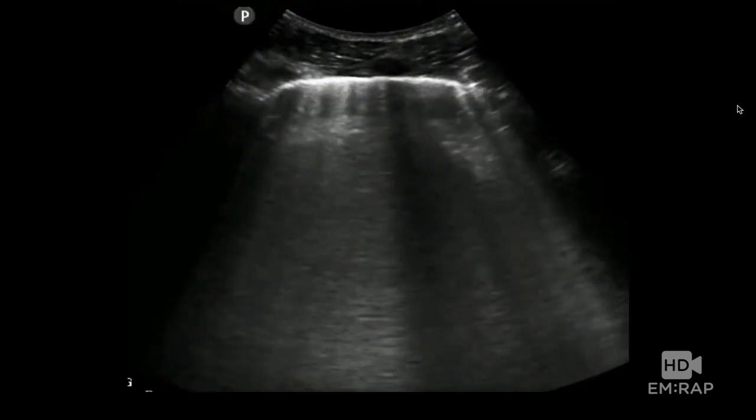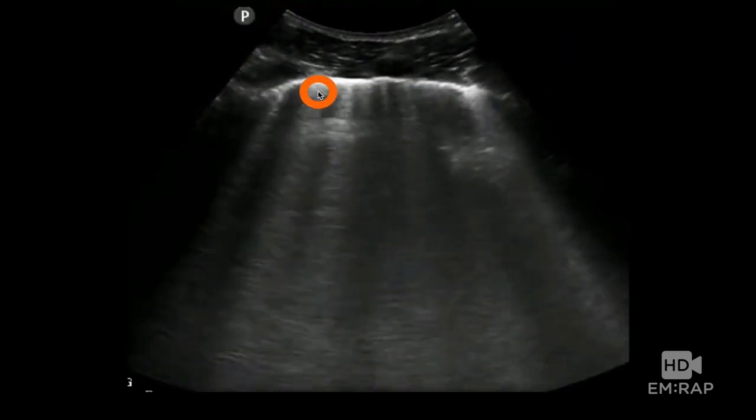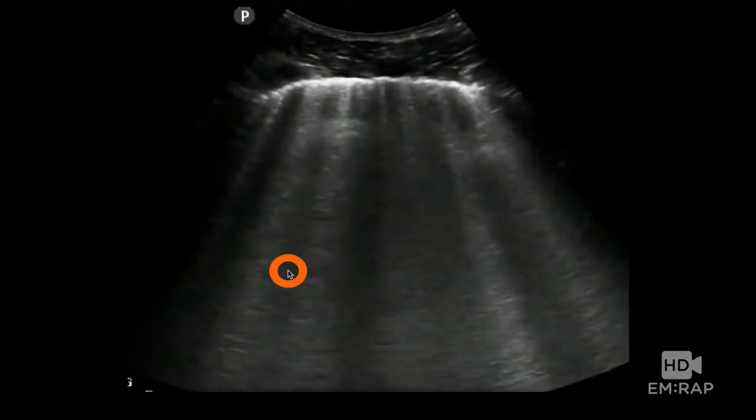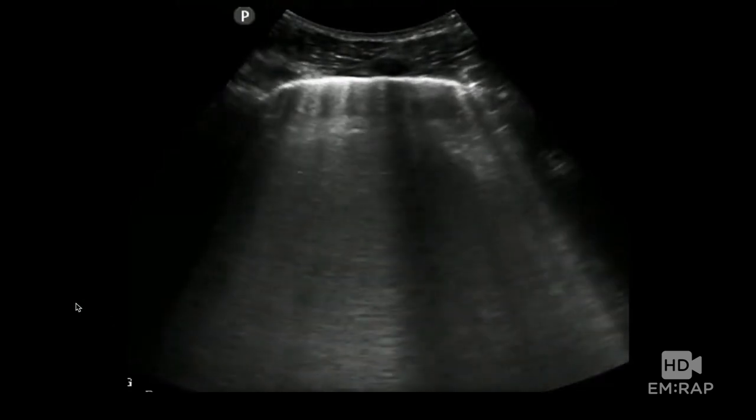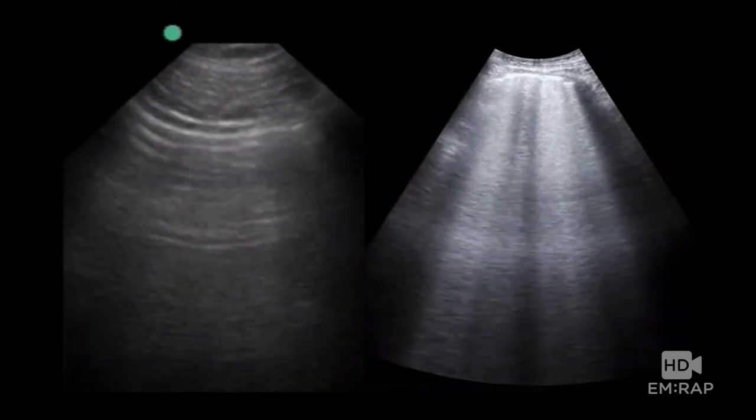So these are B lines. This is the pleural line right here. And you can see these vertical artifacts starting from the pleural line, extending all the way down. This implies that the patient has pulmonary edema. Need those side by side?